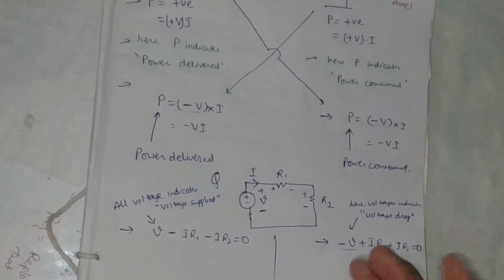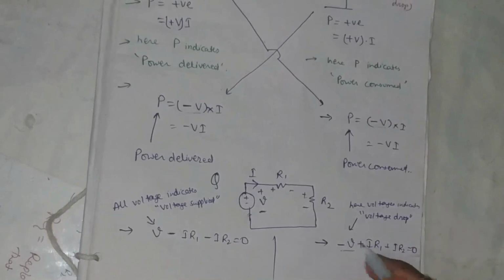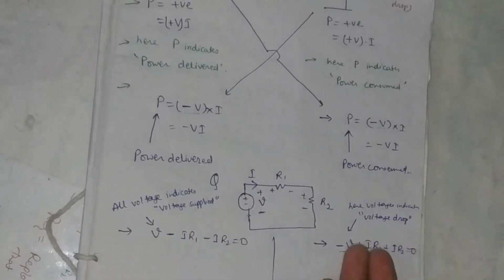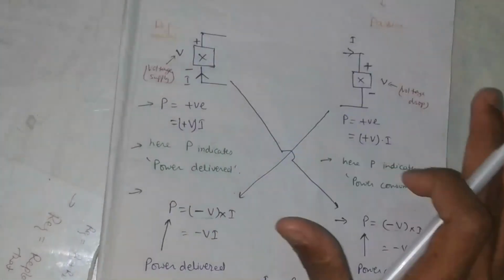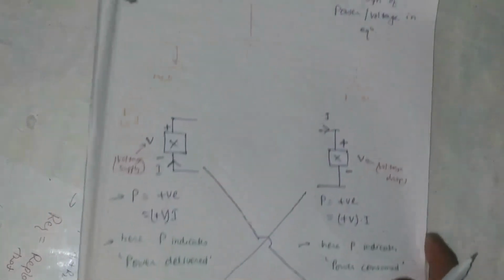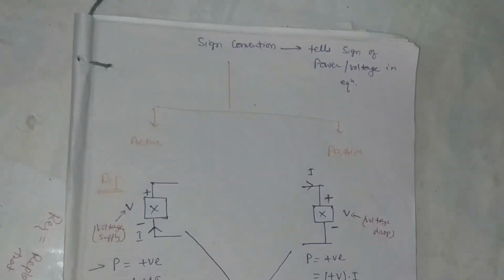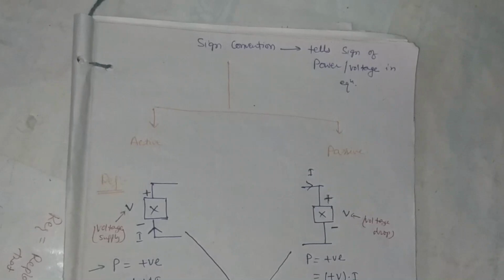If we move all these elements to the other side, it becomes the same. So that's all about sign convention. Sign convention basically just gives a way to write equations. We just need to follow only one convention, not both.